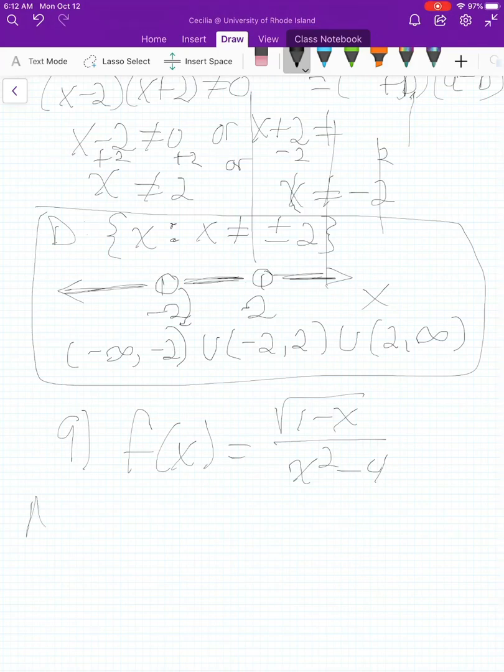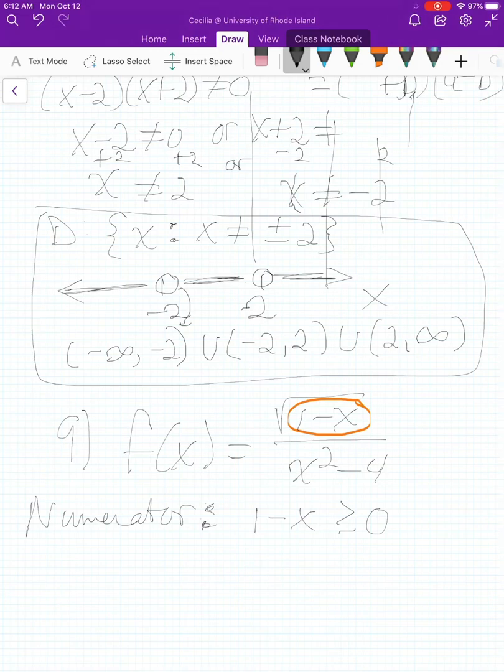So let's start with the numerator. So the numerator is a square root. So we need that what's underneath the square root symbol, the entire contents of what's underneath the square root symbol has to be greater than or equal to 0. Okay, so now we're going to solve this.